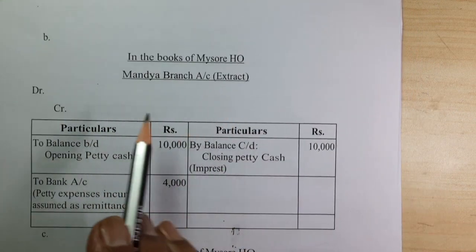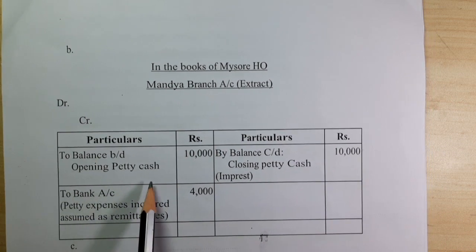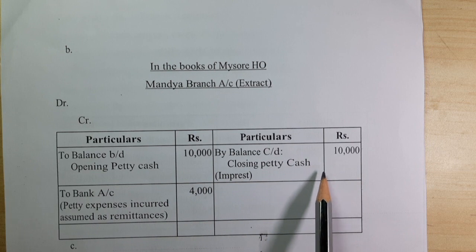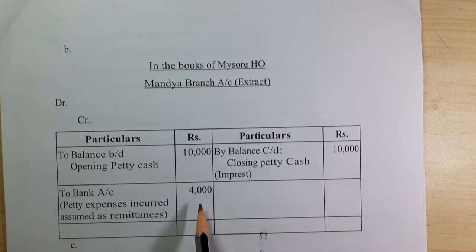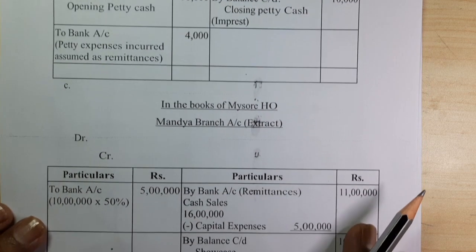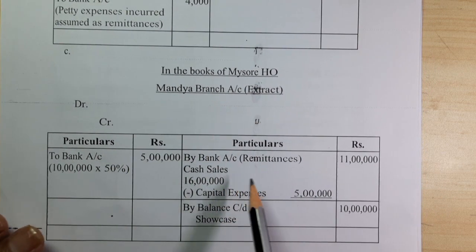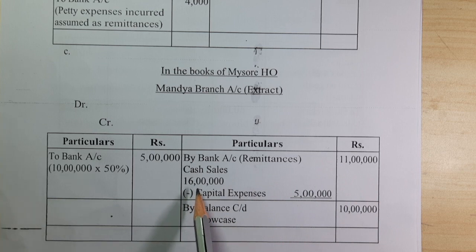Then in the books of Mysore head office, Mandya branch account extract, opening balance petty cash 10,000, balance carried down 10,000, closing petty balance, because they are supposed to mention to bank account, petty expenses incurred assumed as remittance, that is 4,000, right? In the similar fashion, in the books of Mysore head office, Mandya branch account extract, by bank remitted 10 lakh, that means they have done 16 lakhs, right?